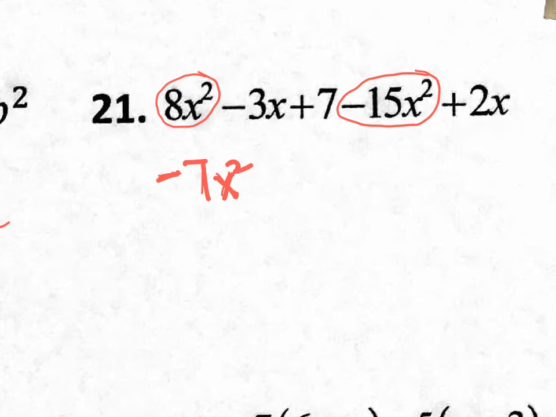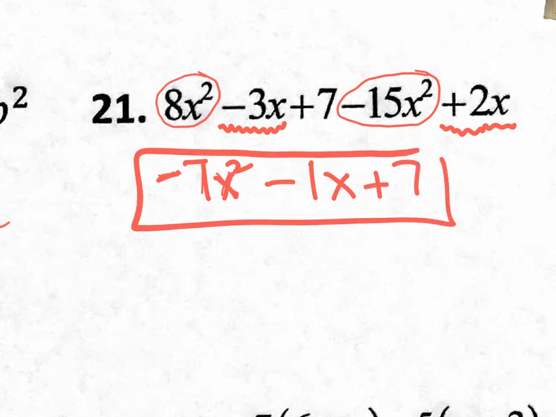Let's move on to x's now. Negative 3x and positive 2x. That's like owing somebody $3 and having $2. You can't even pay them off. You're still going to owe them one of those dollars, but in this case, one of those x's. And what's left over? The only thing left over is a positive 7. So let's go ahead and bring that down, plus 7. And ladies and gentlemen, that's your answer right there for number 21.